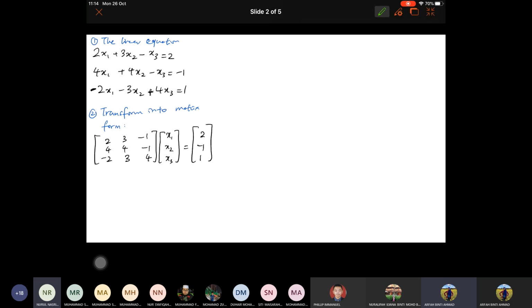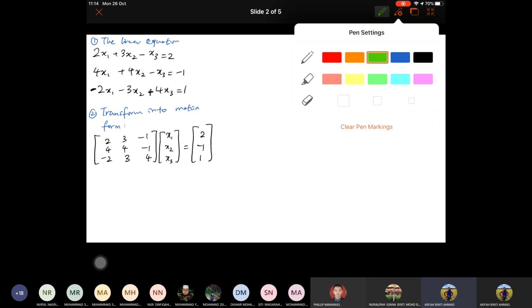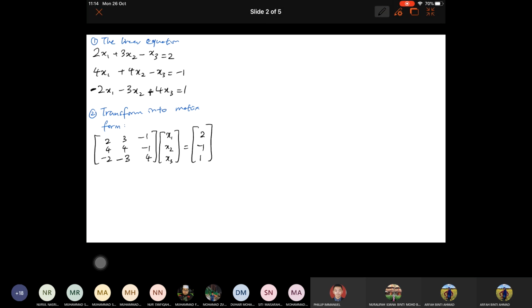Okay. So this is the equation in terms of matrix. So ada soalan? Okay. Oh, negatif 3 betul. Thank you. Siapa tadi yang bagi tahu? Okay, this is negatif 2, negatif 3, 4. 4, 4, negatif 1. 2, 3, negatif 1. Okay. X1, X2, X3, 2, negatif 1 dan 1. Betul kan? Okay, betul.